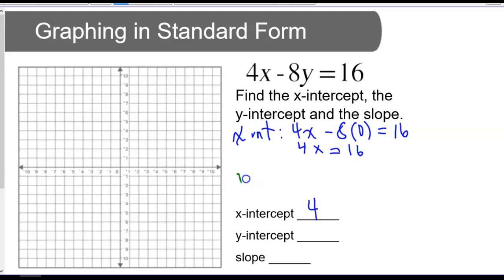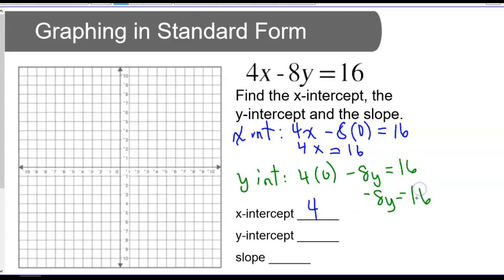To get my y-intercept, that's going to be 4 times 0. Now my x-coordinate is 0. Minus 8y equals 16. Negative 8y equals 16. y has to be negative 2.